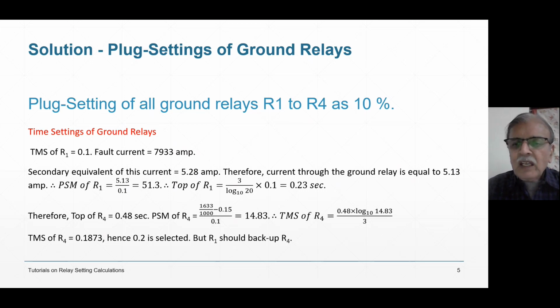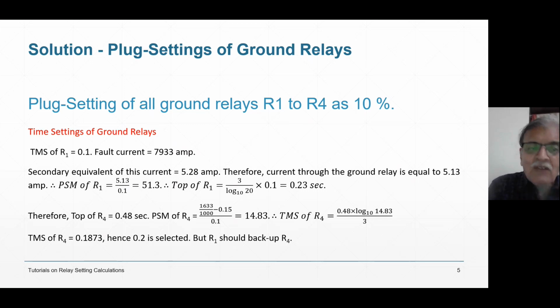That is 0.05, the excitation current per CT. That is 0.15 I have to deduct. If you deduct 0.15 from 5.28, it comes to 5.13. So 5.13 ampere will pass through relay R1.